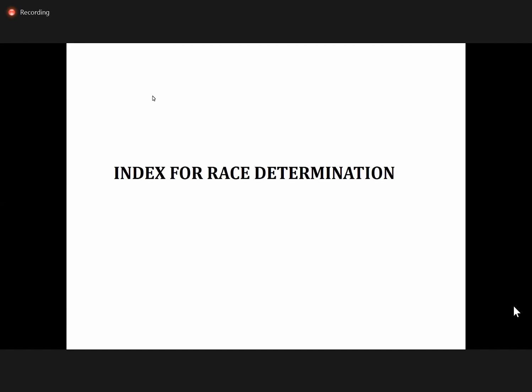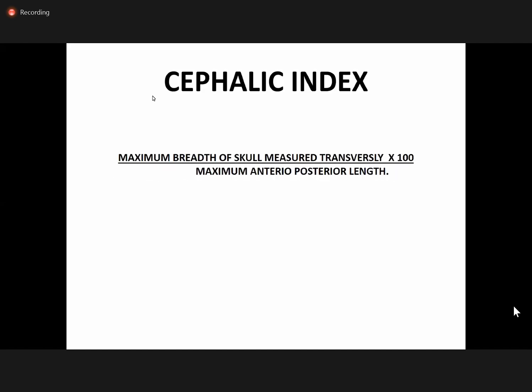Those who have attended my first lecture, I have touched on this: we determine race by mathematical calculations or indices. So it will be a revision for them, but those who have not will start from here. And I told you, race can be determined very easily by seeing the cephalic index, or the cranial index, or breadth index. All three names are the same thing, and they are measured on the skull. Okay, this is very important.